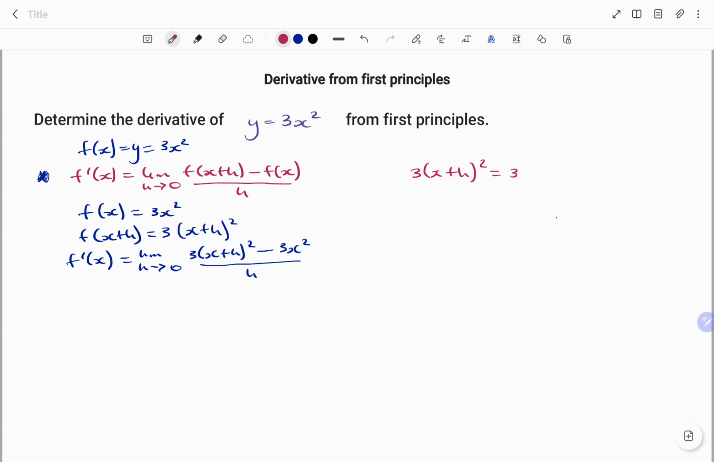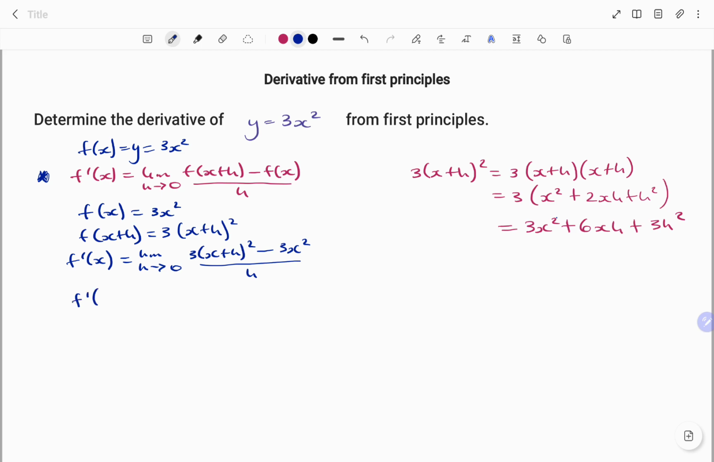I'm going to expand (x plus h) squared. This is the same as (x plus h)(x plus h). This is the same as 3 in brackets, x squared plus 2xh plus h squared. And that will give us, if I FOIL or expand, multiplying each term by 3, 3x squared plus 6xh plus 3h squared. So I'm going to replace that in my equation.